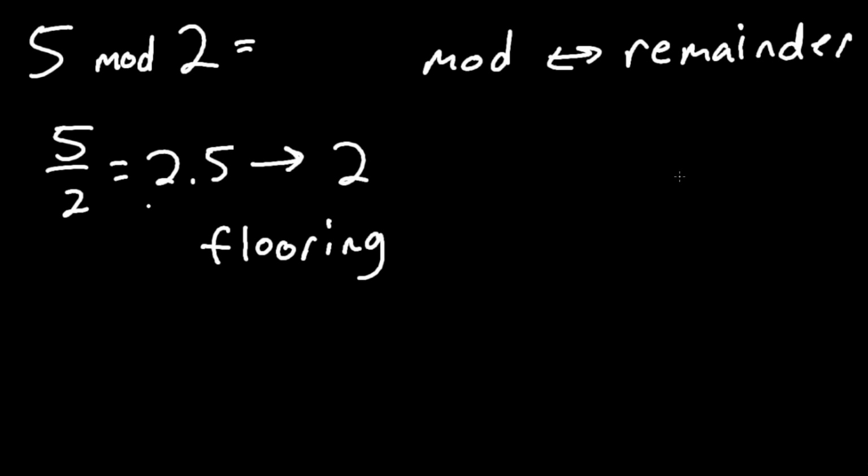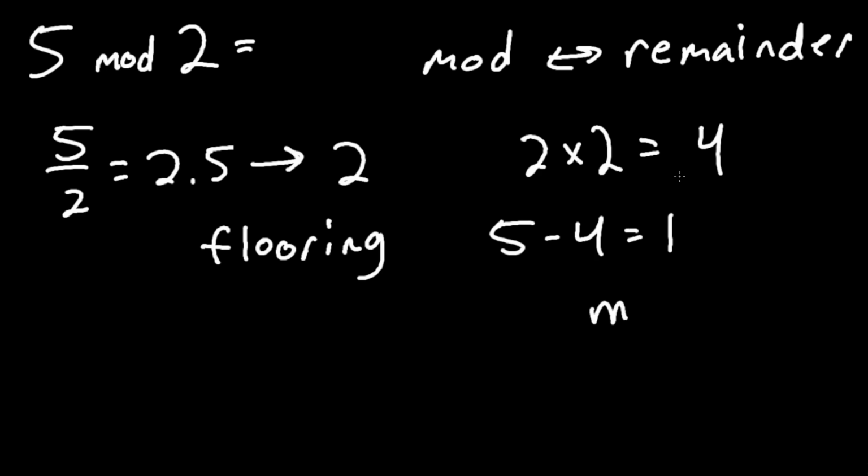All right, now that we've floored this number, we can multiply it by this guy right here, the second value of mod. So 2 times 2 is 4, right? And 5 minus 4 is simply 1. And 1 is our mod, our remainder for 5 mod 2.